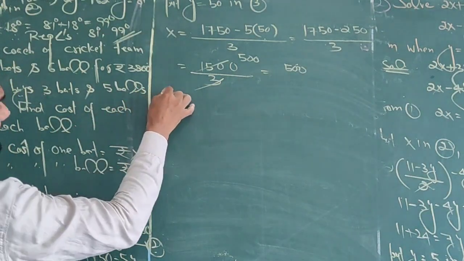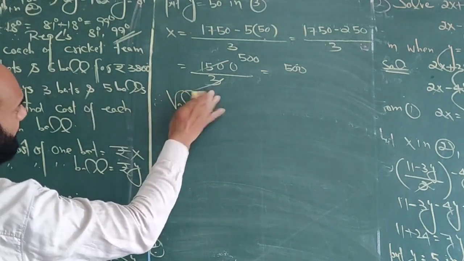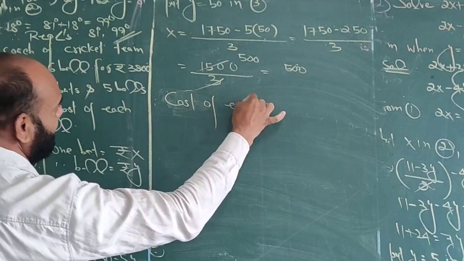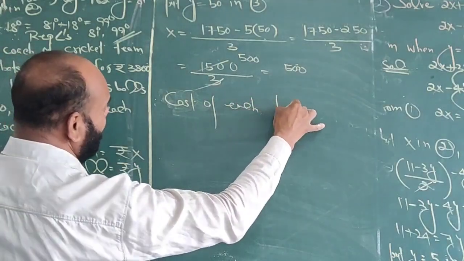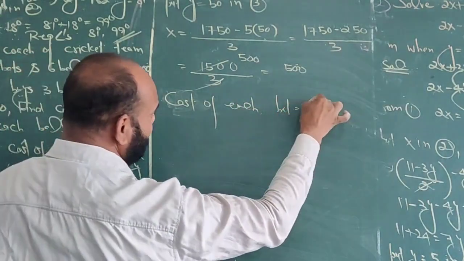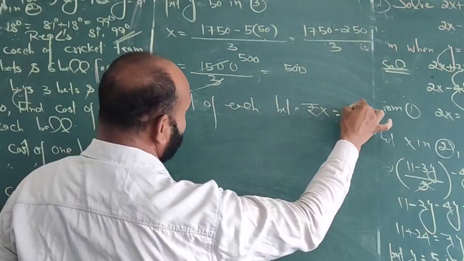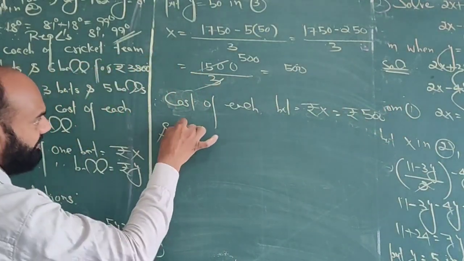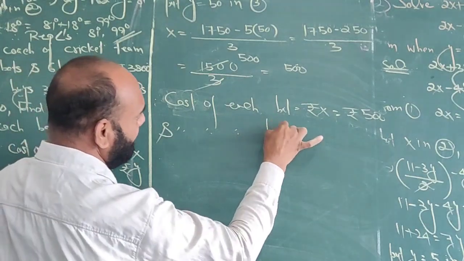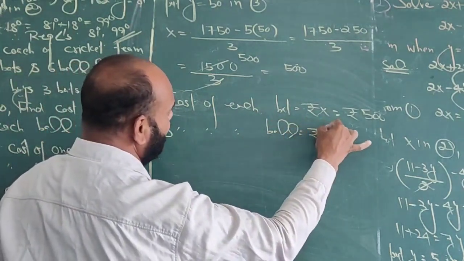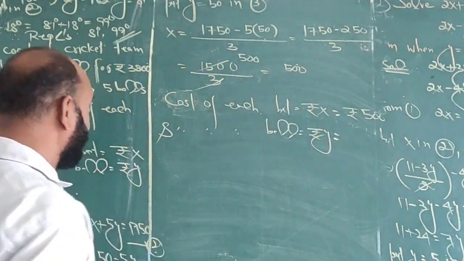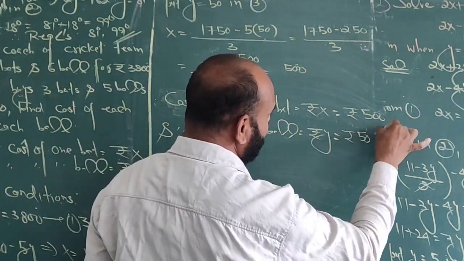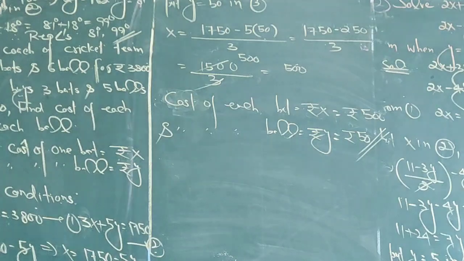So we can say that the cost of each bat is equal to rupees x. And what is x here? This is rupees 500. And the cost of each ball is equal to rupees y, and y is equal to 50. So the cost of each ball is rupees 50. This is our final answer.